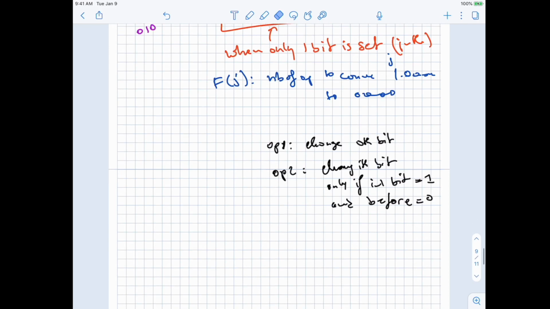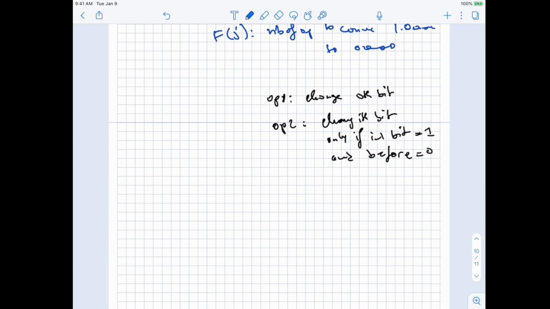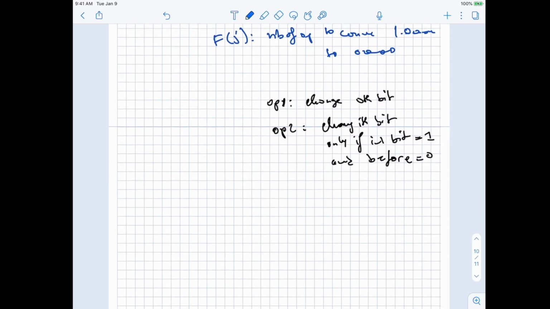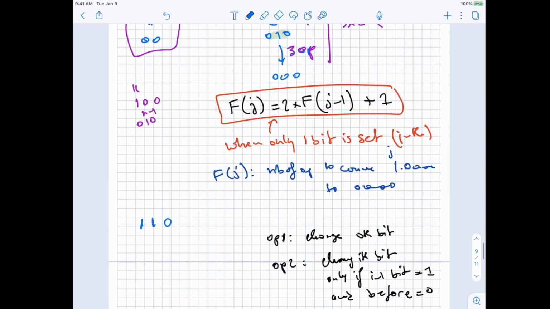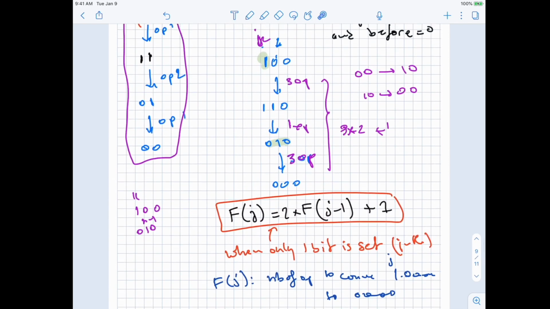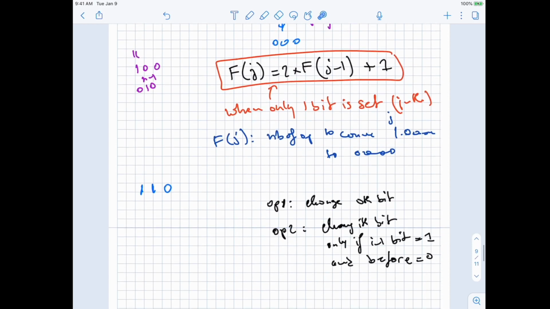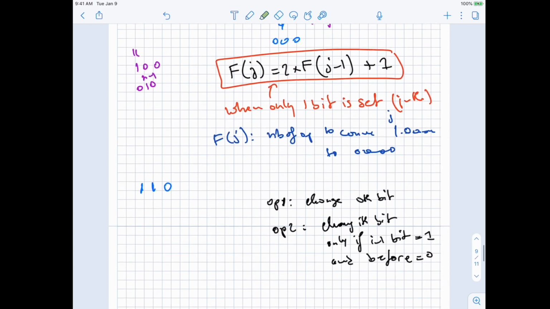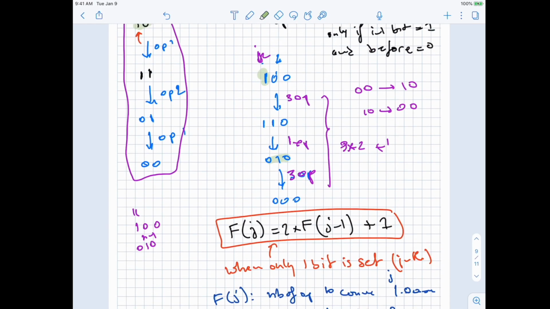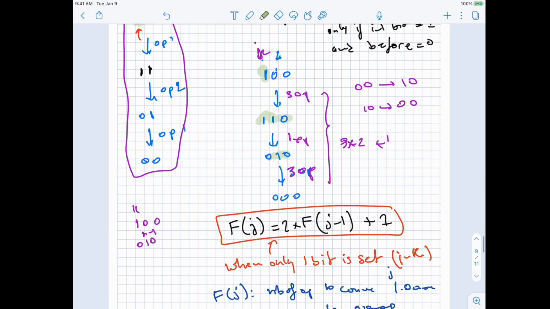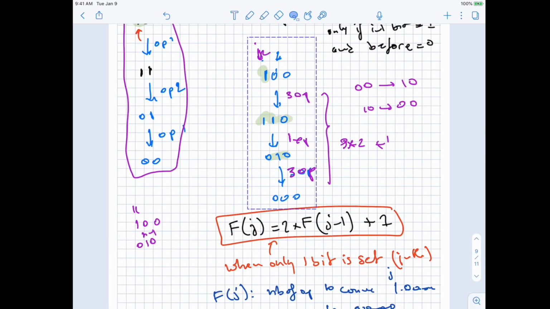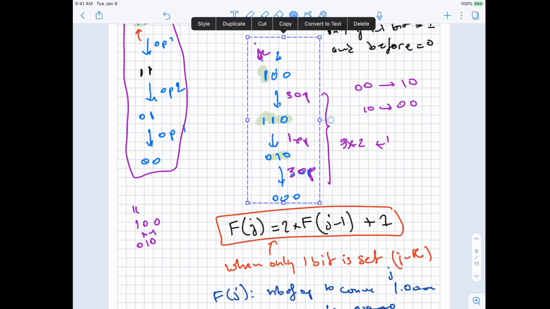Now our problem is, what if multiple bits are set? Here we had only 1 bit set. So let's take the simplest example we can: 1 1 0. How do we convert this one? Well, notice that what we just calculated has the minimum number of operations, and this number is actually part of the steps that we do to get to 0 here. So what does this tell us? Well, let's see here.